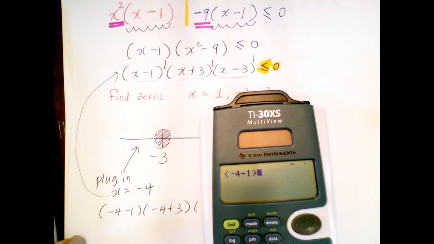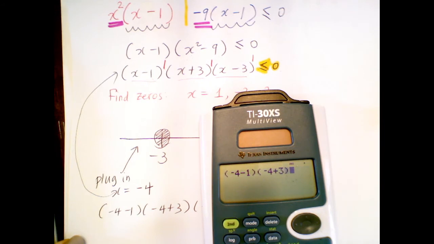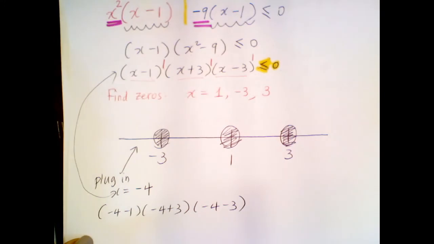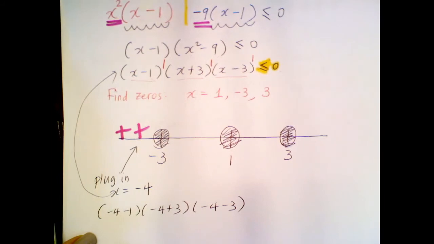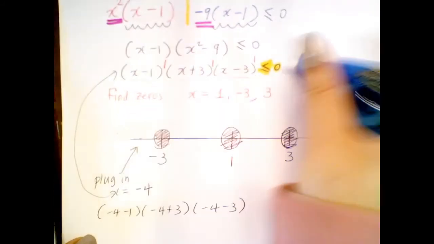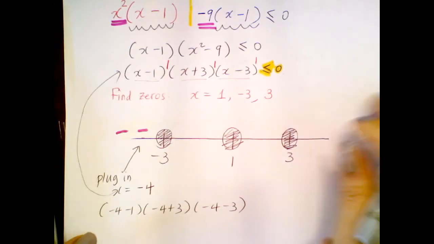-4 minus 1, -4 plus 3, and lastly, what was it? -4 minus 3. Hit enter. I got a negative number, -35. Okay, so I'm going to say this sign is negative. The sign to the left of it, didn't I just get a negative? Why am I writing a positive, right? Negative, sorry. But here we go.